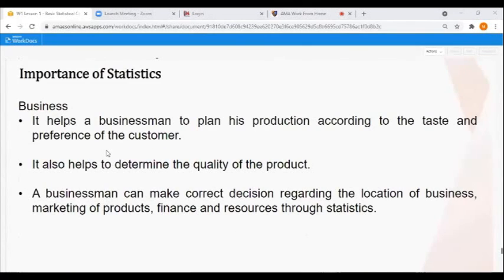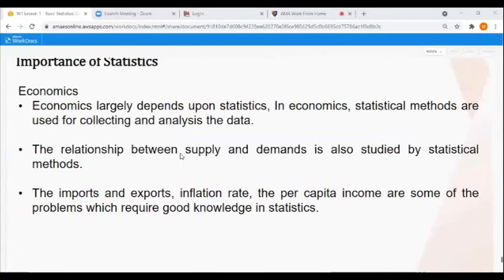So what is the importance of statistics in business? So it says here that it helps a businessman to plan his production according to the taste and preference of the customer. So that is where you base your production. In economics, it has something to do also with the law of supply and demand. So what does the law of supply and demand tell us? If the supply is less and the demand is high, the price is high. If there is a lot of supply and there is less demand, the price is very low.